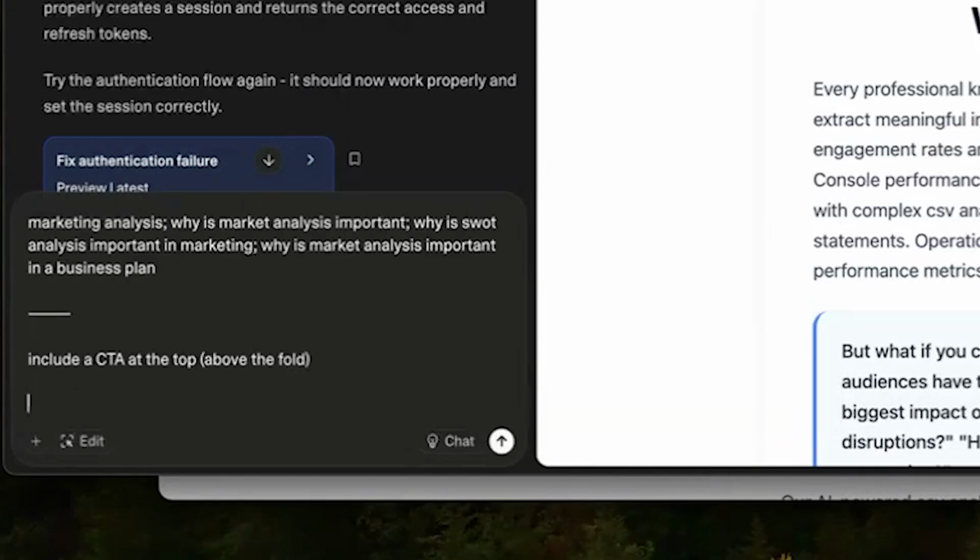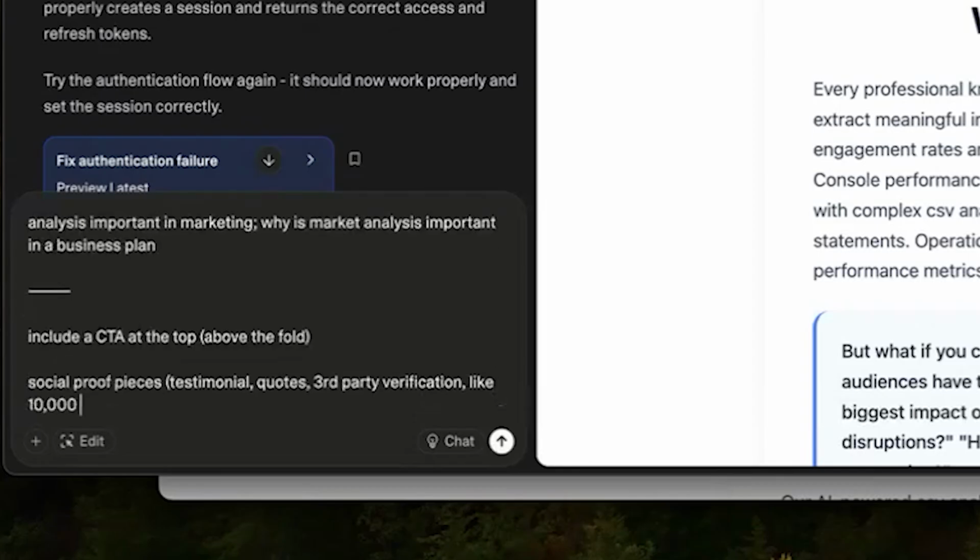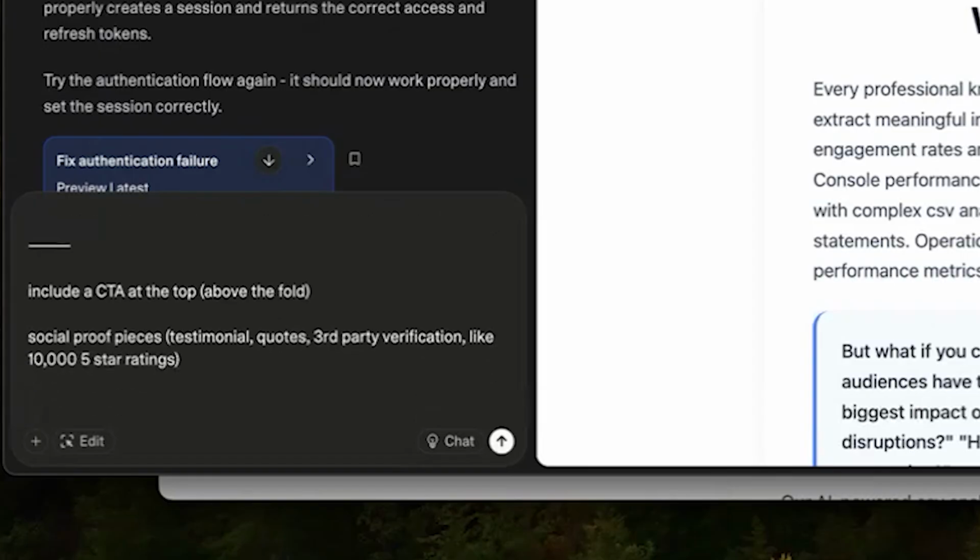What else? Social proof pieces, testimonials or a quote or something, again, that just adds a little bit more credibility. Testimonial quotes, third party verification, like ratings. Here's like 10,000 ratings would be fun. Yep, exactly right. It doesn't have to be a testimonial. If you want to throw Trustpilot reviews on there or something along those lines, you're totally fine to do that too. Okay, got it. So you got include CTA at the top, above the fold, and social proof. Yep, those would be the two biggest things.